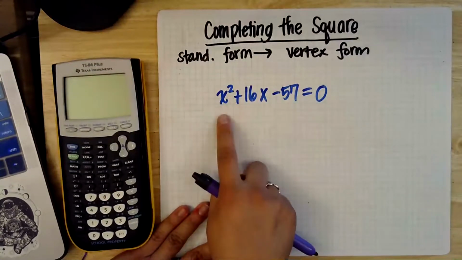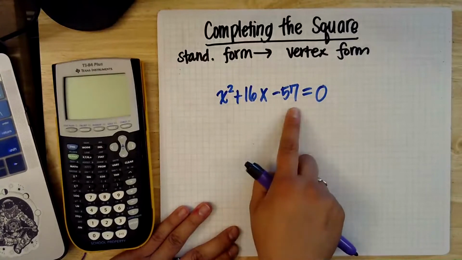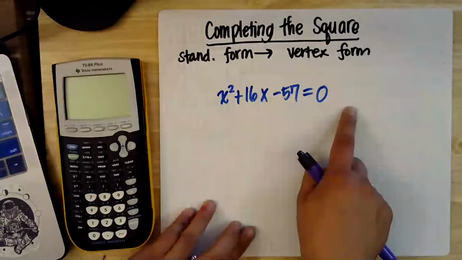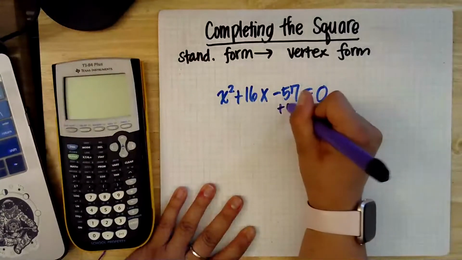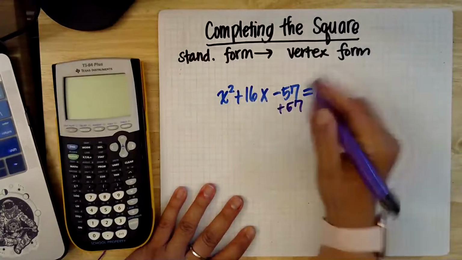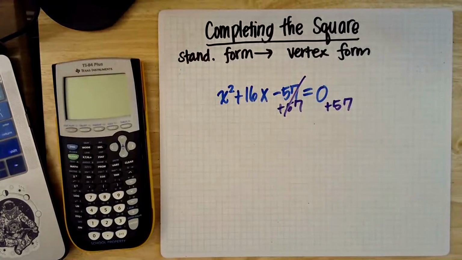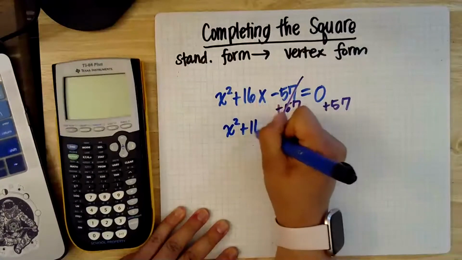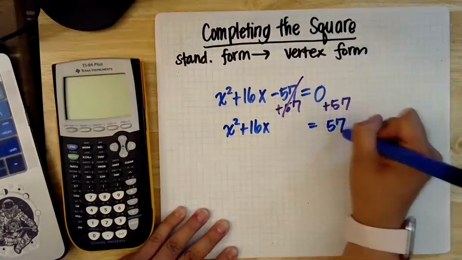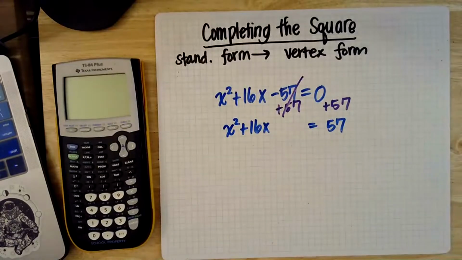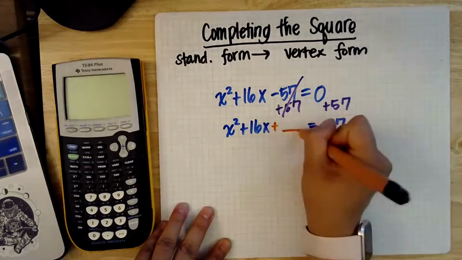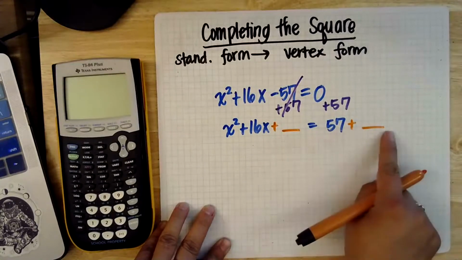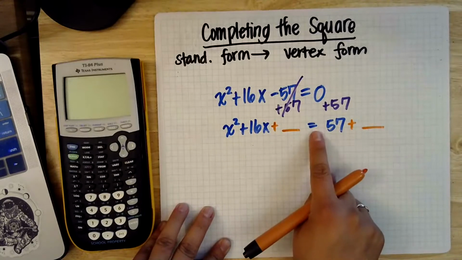So right now I see ax squared plus bx plus c, but I only want ax squared plus bx on the left. I need to move stuff to the right. So I'm going to take this 57 and add it over here. Okay, so far I moved over my c. So I have x squared plus 16x is equal to 57. Now notice that I left a space there. Because I have an equal sign, whatever I do to the left, I must also do to the right to maintain and respect that equality.